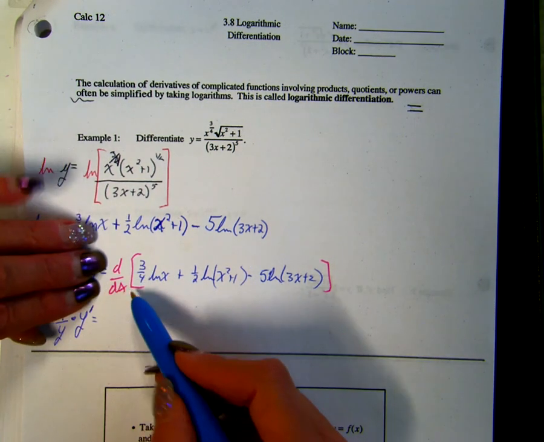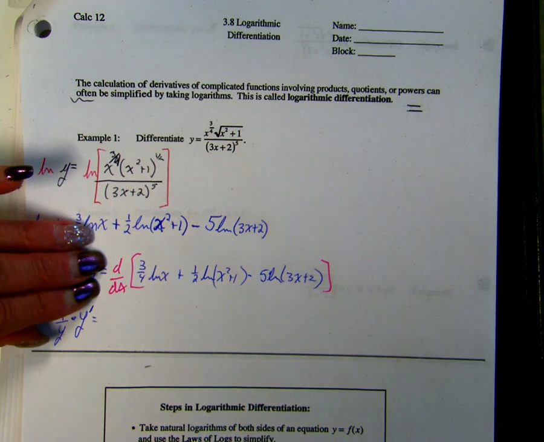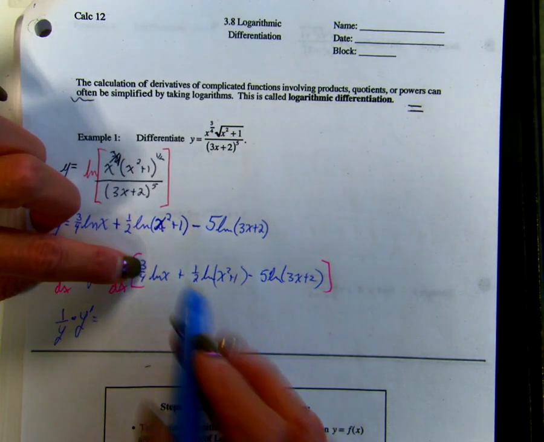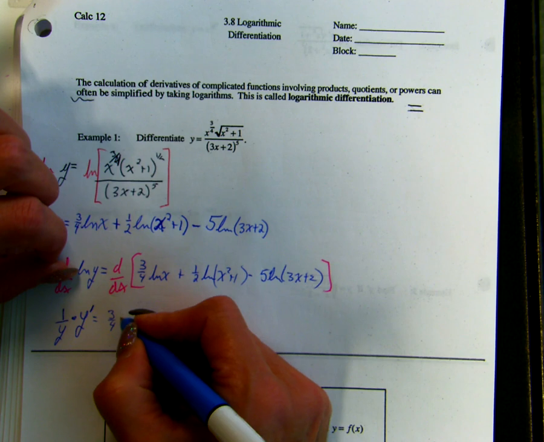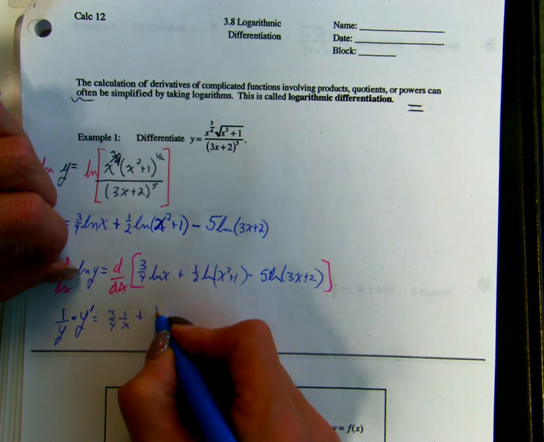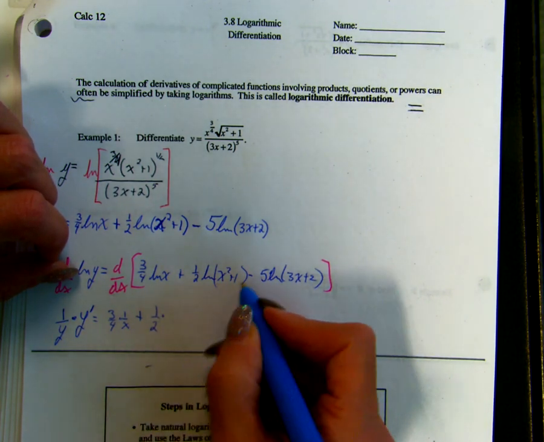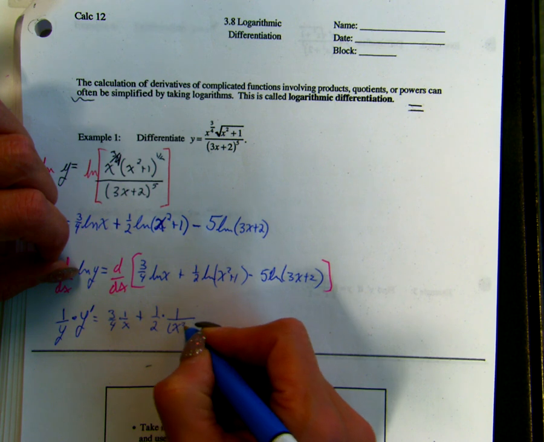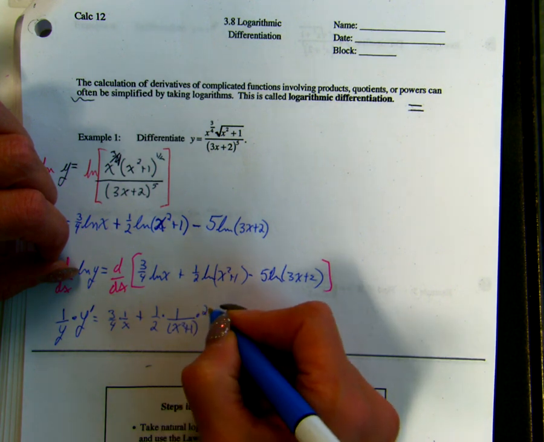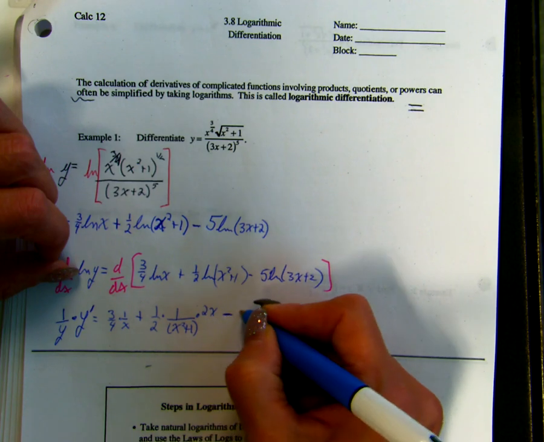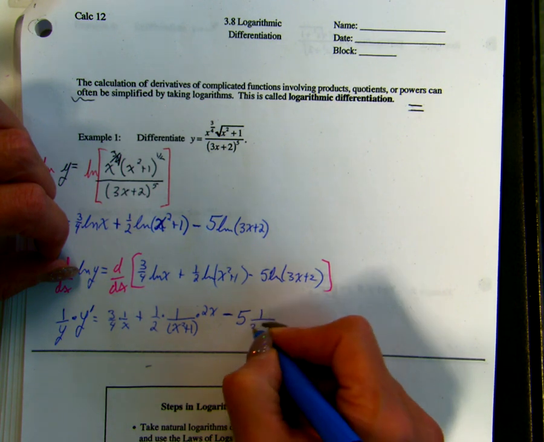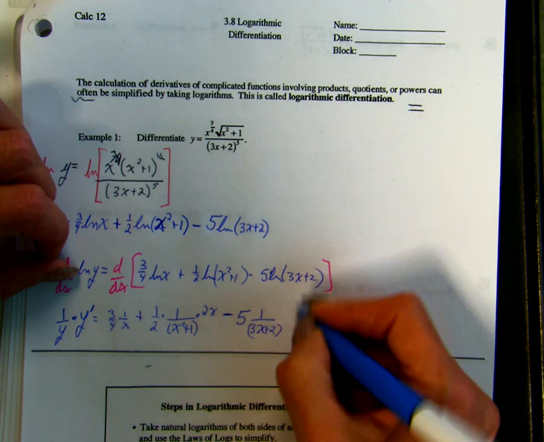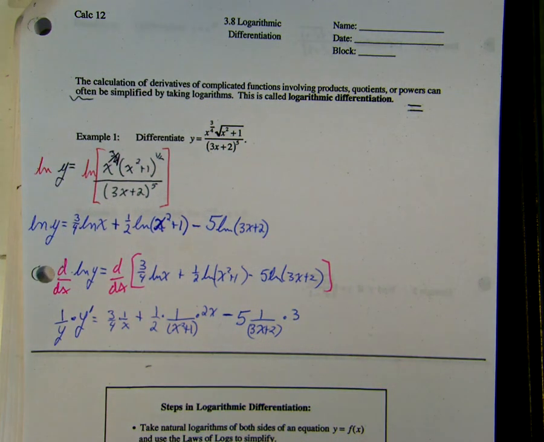Is equal to, I'm taking the derivative with respect to x of each of those three terms. First one, I'm going to use my constant rule, take out the 3/4. The derivative of ln x is 1/x, plus, take out the constant 1/2. The derivative of ln of x squared plus 1 is 1 over x squared plus 1, chain rule, times 2x. Take out the constant, subtract 5. The derivative of ln of 3x plus 2 is 1 over 3x plus 2, chain rule, times the derivative of the inside function, which is 3.